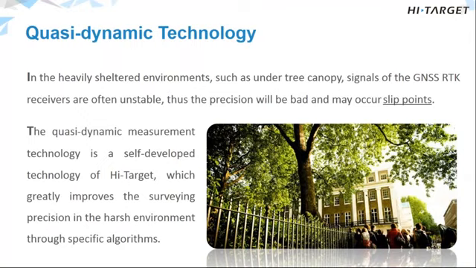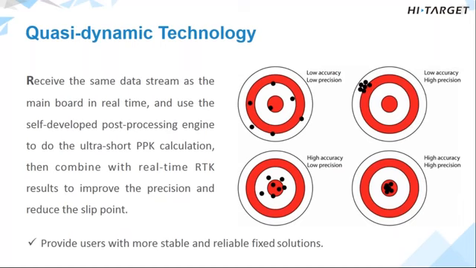This technology works by receiving the same data stream as the main board in real time, and using the self-developed post-processing engine to do the ultra-short PPK calculation, then combining it with the real-time RTK result to improve the precision and reduce the slip points. What you need to pay attention to is the difference between accuracy and precision. The Quasi-dynamic technology only improves the precision, but not the accuracy.